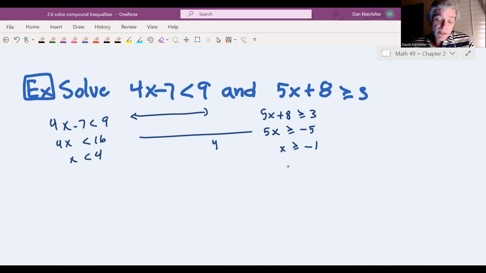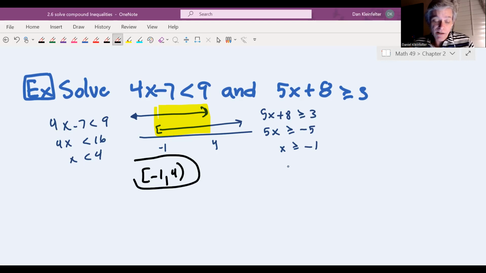A graph of that looks like this. All the x values smaller than 4. Here I've got a parenthesis on this one because the 4 itself is not included. And then negative 1, the second inequality: x has to be greater than or equal to negative 1. So we want the x values that fit both of those, not either, but both. That would be the x values that range between negative 1 and 4, including negative 1, but not including positive 4. So our final answer is the half open interval from negative 1 to 4.